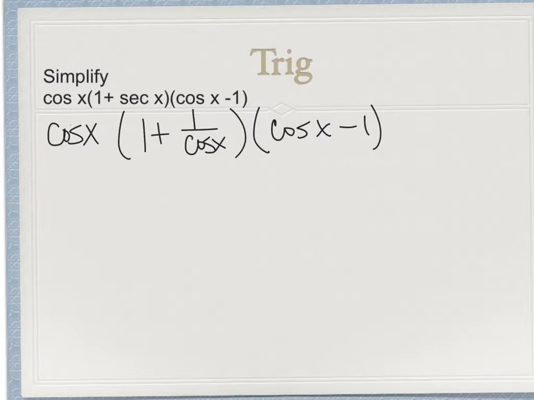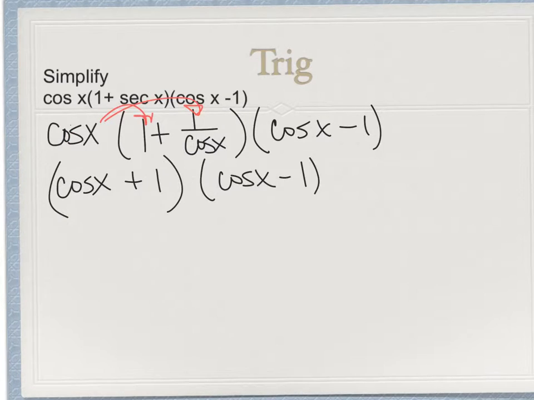At this point, I'm going to multiply the cos x into this first bracket. Cos x times 1 is cos x. Cos x times 1 over cos x is just 1. At this point, this is just a matter of experience. You might recognize that we have a term plus 1 and a term minus 1. When we see this configuration in binomials, then hopefully we'll start to think that this is a difference of squares.